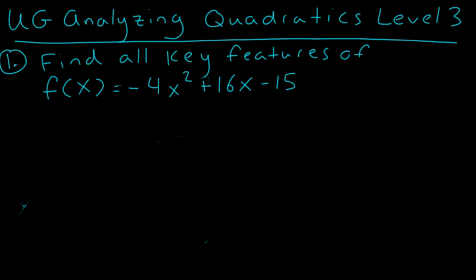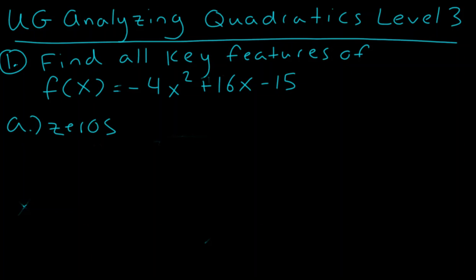Alright, and welcome to the ultimate guide to analyzing quadratics level 3. Now for our very first and only problem, we want to find all key features of the function f of x equals negative 4x squared plus 16x minus 15. And let's always start by finding our zeros, or aka, where do we cross the x-axis at?